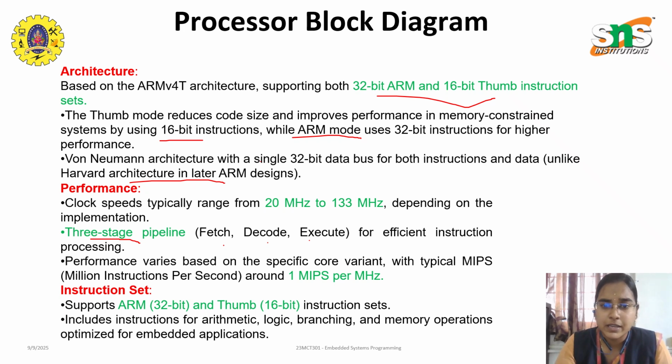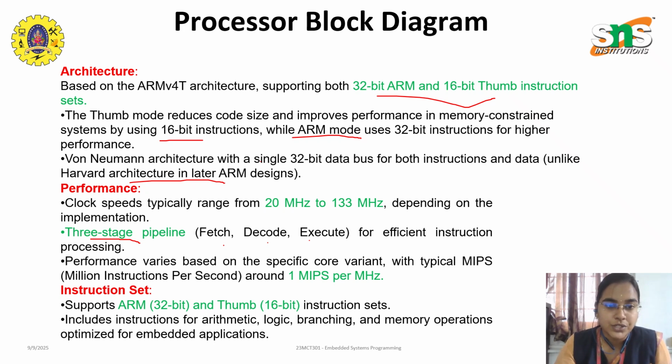Performance varies based on the specific code variant. It is around 1 MIPS per megahertz. MIPS stands for million instructions per second that can be executed per megahertz. The clock frequency is 20 megahertz to 133. So let us think, within 1 megahertz, we can execute up to 1 million instructions per second, and that too with a clock speed of 1 megahertz. So let's think how efficient it will be.